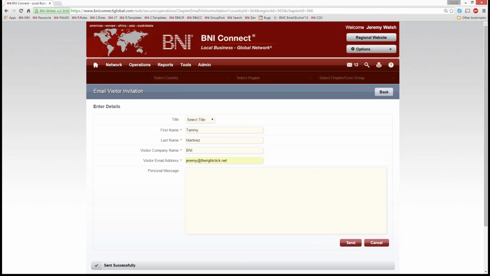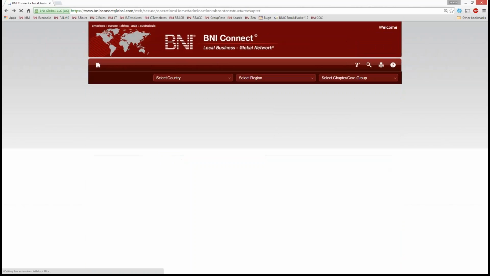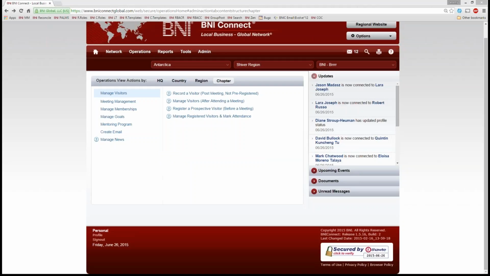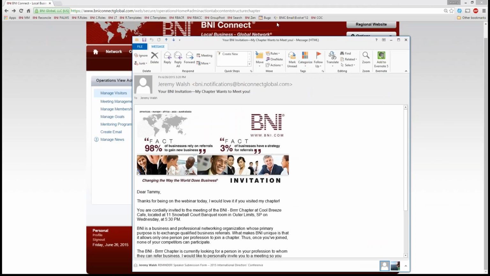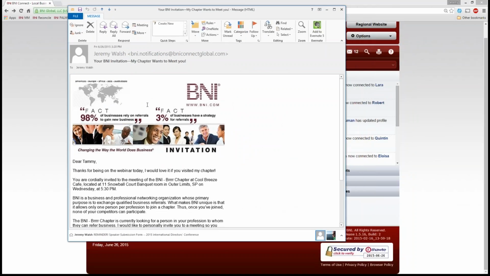And I click send. It's going to package that up nicely and send that to my email address. I should get that any second. It does send it out right away. And here's the message that was sent. So it's a nice branded email, has a nice graphic in there.